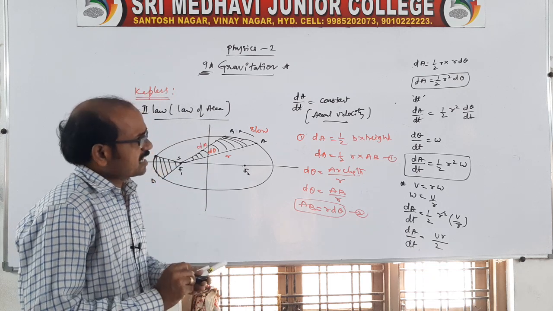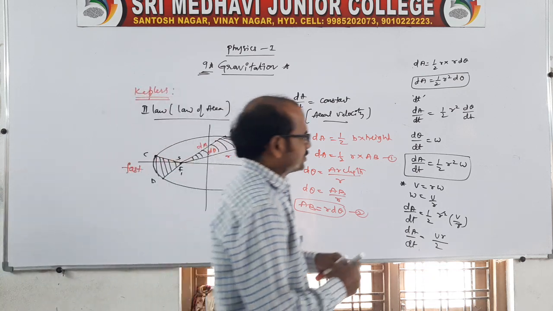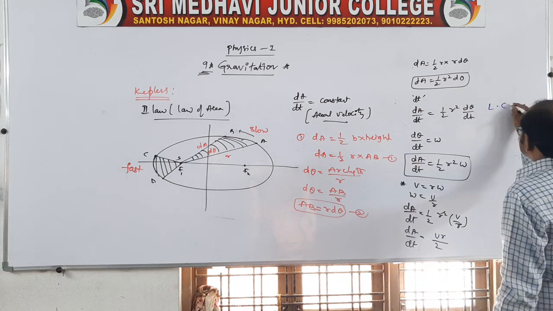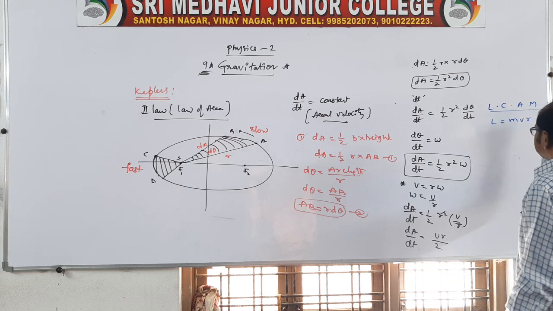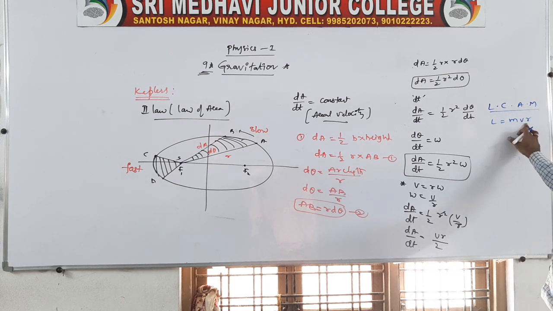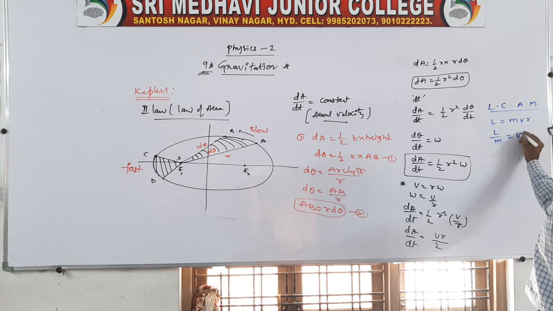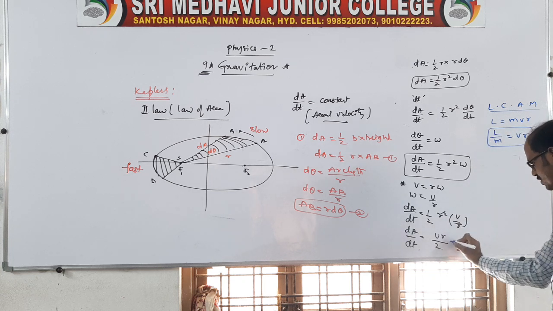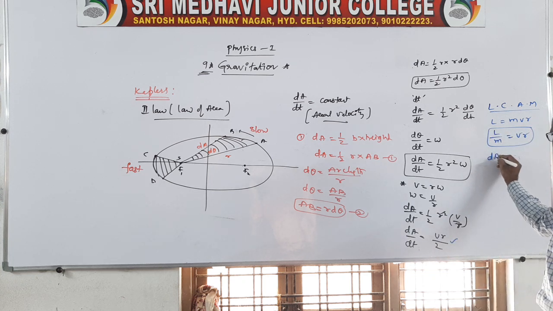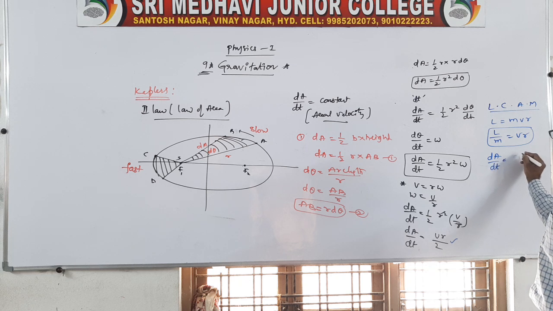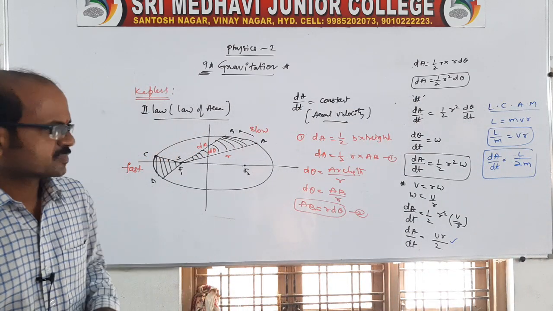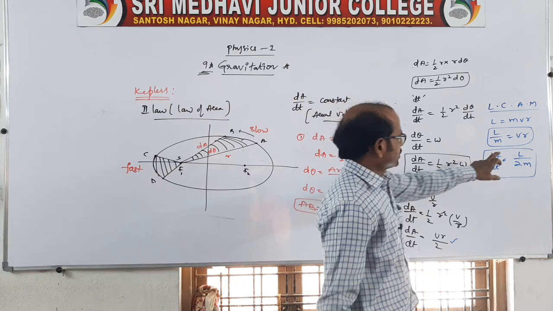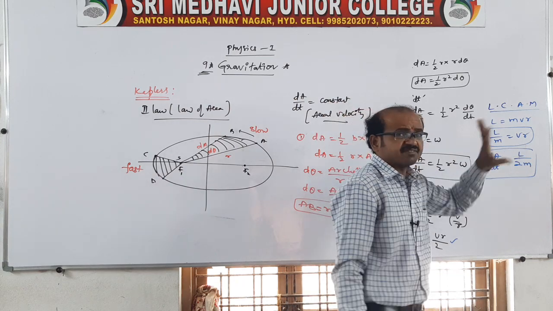Now according to the law of conservation of angular momentum, L is equal to mvr. From here, actually Vr is there, no? So L by m is equal to Vr. This here you substitute. Therefore dA by dt is equal to L by 2m. L is nothing but angular momentum. This is the one relation.